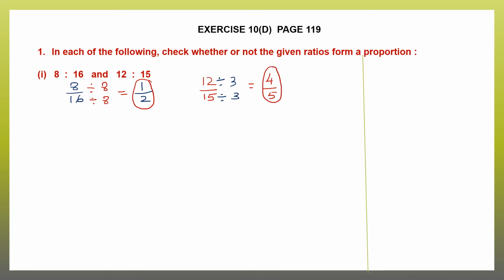So that means they are not the same. They are not in proportion. So the answer to this question is no. Question is, do they form a proportion? And the answer is no.